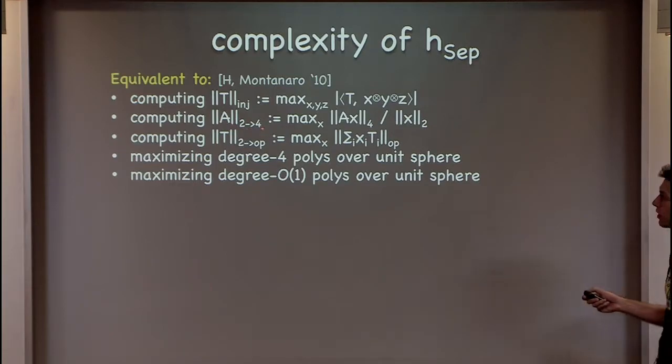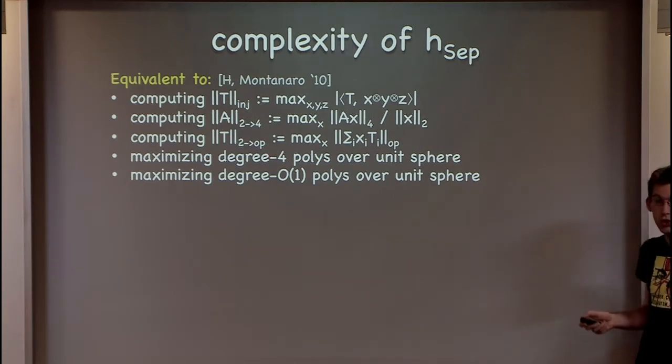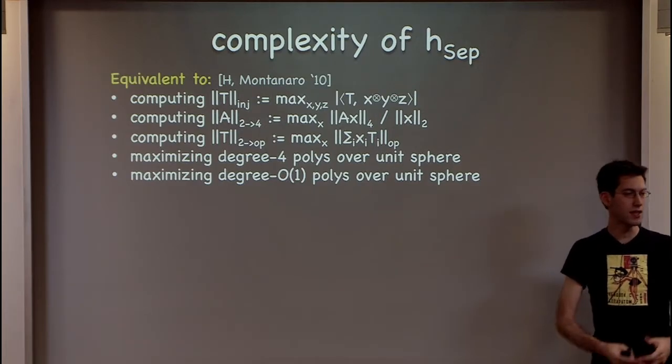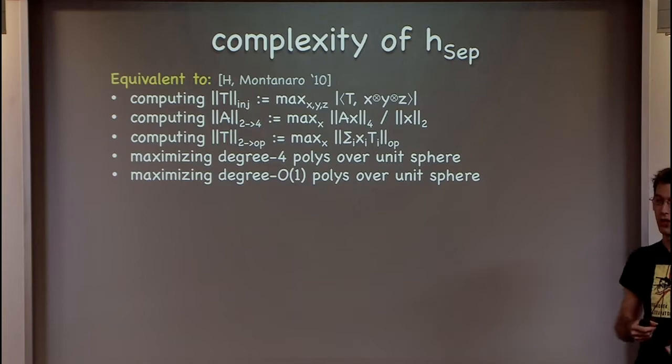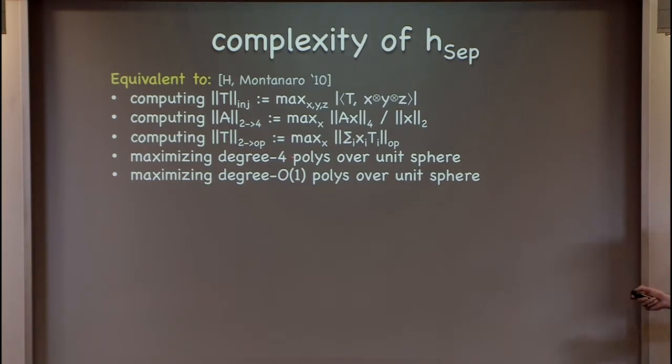It's also equivalent to computing the 2 to 4 norm of a matrix, meaning the largest 4 norm of the output divided by the 2 norm of the input. And you heard about this earlier in the week. It's equivalent to maximizing the 2 to operator norm. So instead of 2 to 4, it maps vectors, with the input in a 2 norm, to matrices, and then you measure the norm of the output in the operator norm of those matrices. It's equivalent to maximizing degree 4 polynomials over the unit sphere, and even to constant degree polynomials.